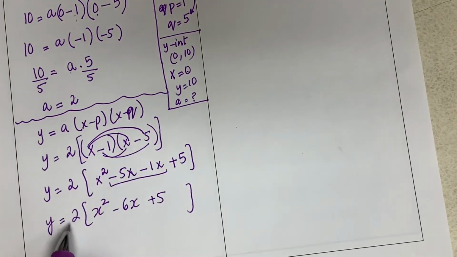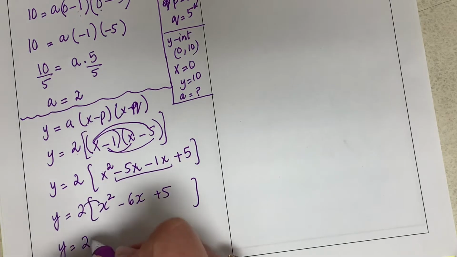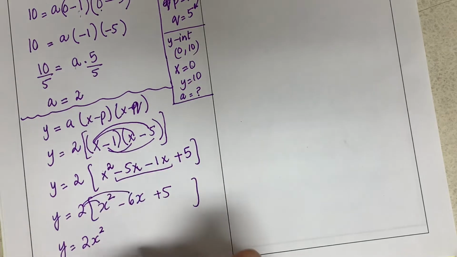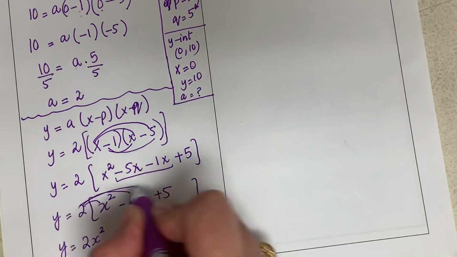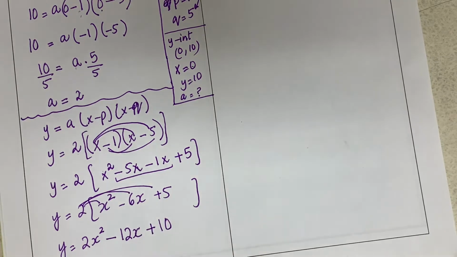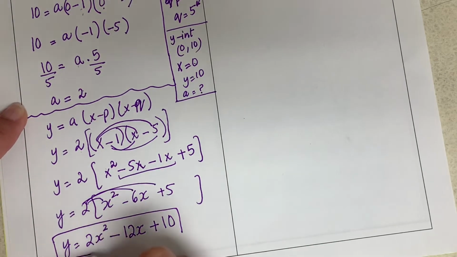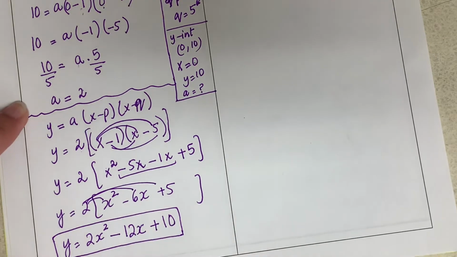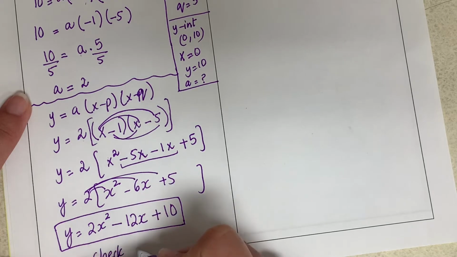So that multiplication is done inside. Now I have to multiply the outside, which is 2. So 2 times x squared is 2x squared. 2 times -6x is -12x. 2 times +5 is +10. So this would be my equation.